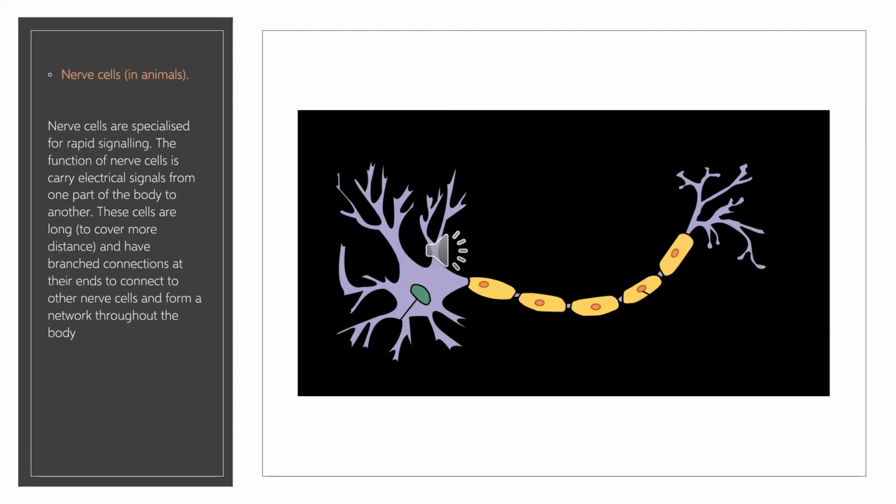Okay guys, now I'm going to explain to you the nerve cells in an animal. So, nerve cells are specialized for rapid signaling. Here on the side I have a picture of a nerve cell, and I want you guys to have a look at it and know how it looks because it often comes in an exam. So, the function of nerve cells is to carry electrical signals from one part of the body to another. These cells are long, to cover more distance, and they have branch connections at their ends to connect the nerve cells to form a network throughout the body.